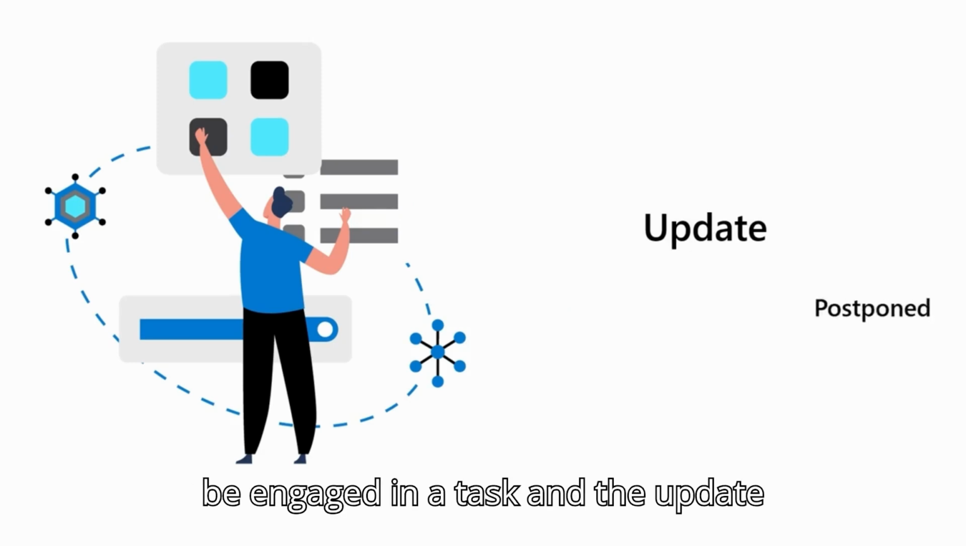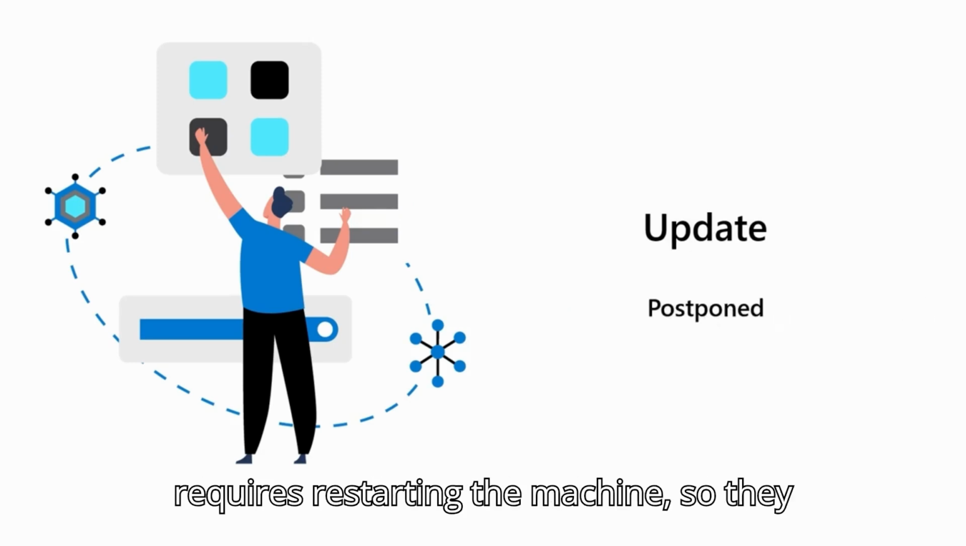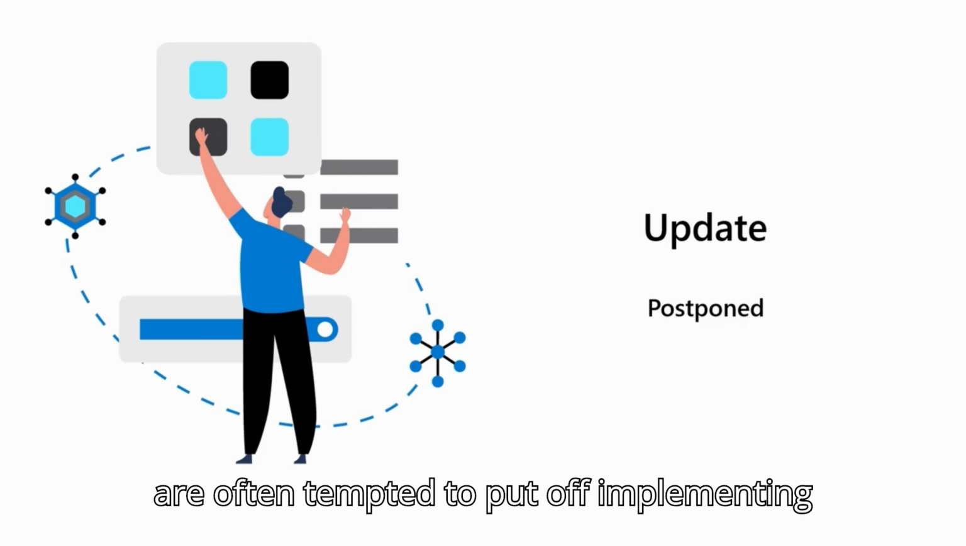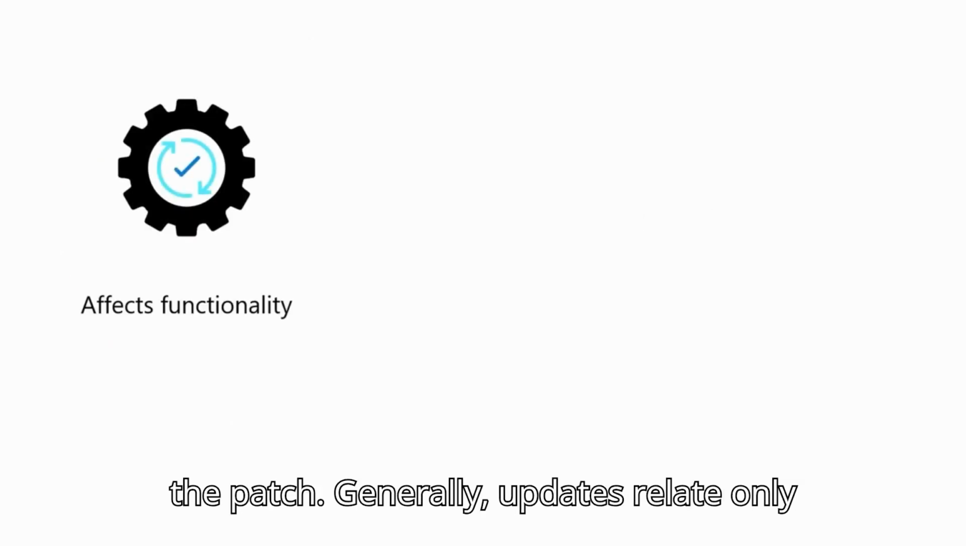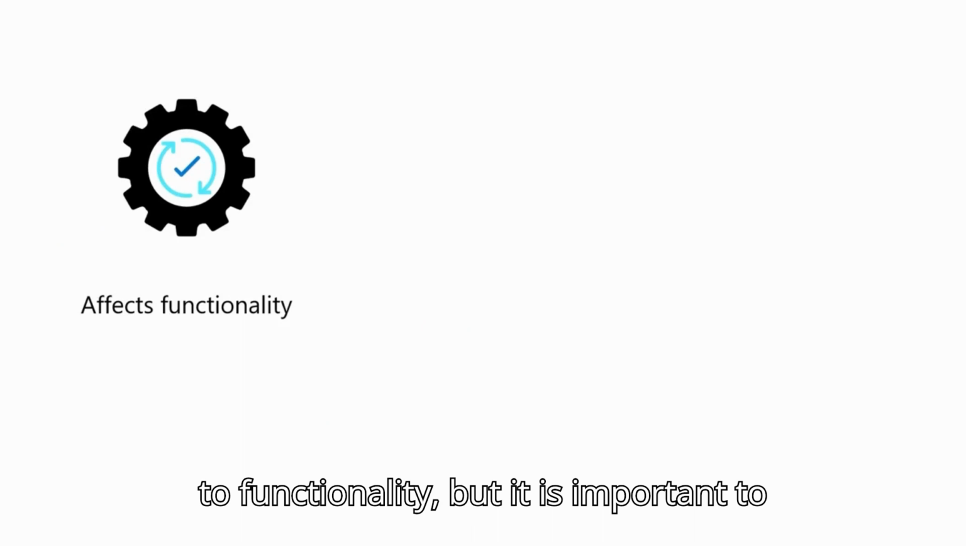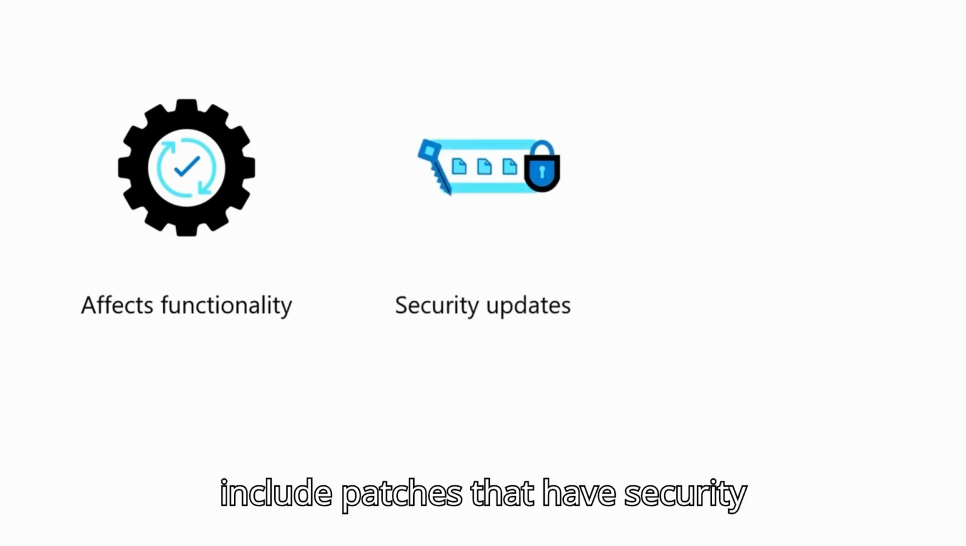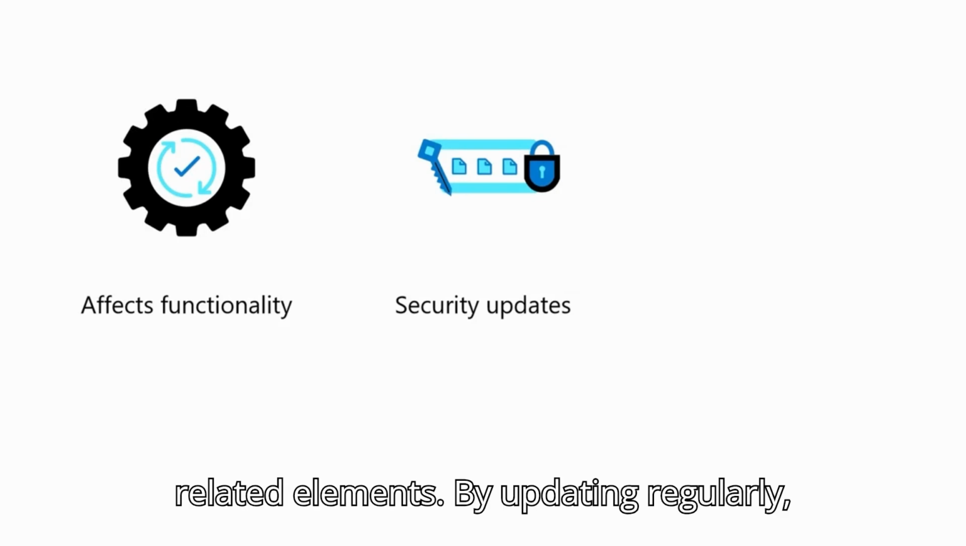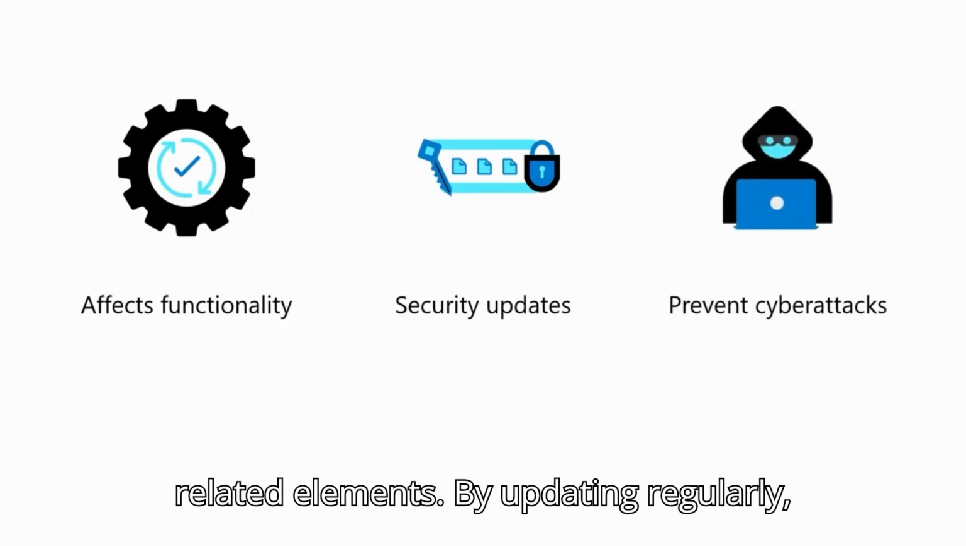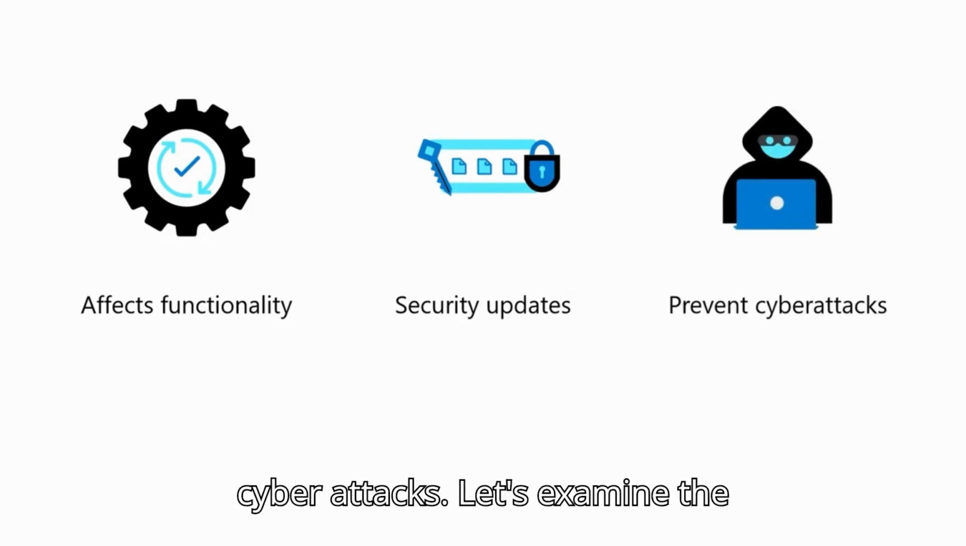Alternatively, a user may be engaged in a task and the update requires restarting the machine, so they are often tempted to put off implementing the patch. Generally, updates relate only to functionality, but it is important to implement them because some updates include patches that have security-related elements. By updating regularly, your device will be less vulnerable to cyber attacks.